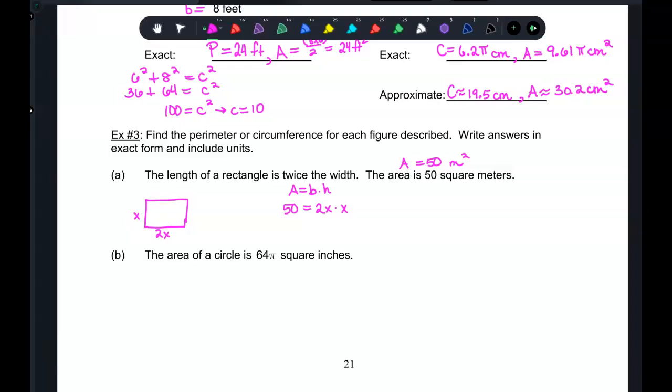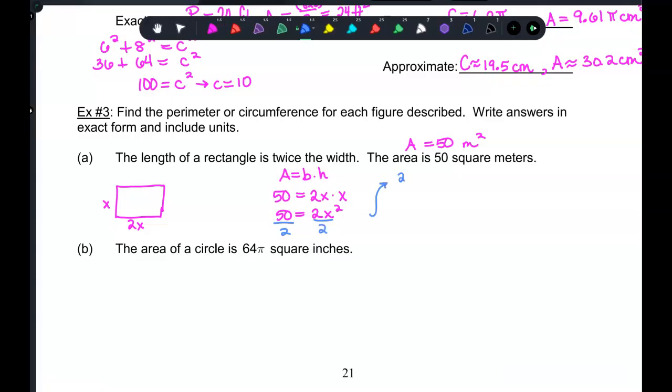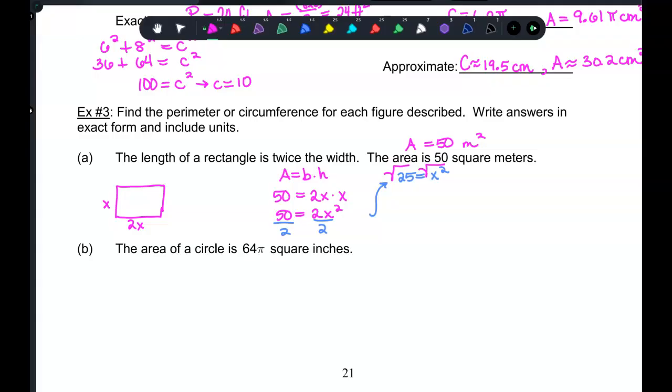All right. Well, what happens on the right side? X times x is 2x squared. We don't want to take the square root yet. What do we need to do? Divide by 2. We have to get rid of that 2 first. So I get 25 equals x squared, and x equals 5. Good. Could you tell right away what it was? I can tell right away because the numbers kind of give it to you. I think 50 is really kind of good.